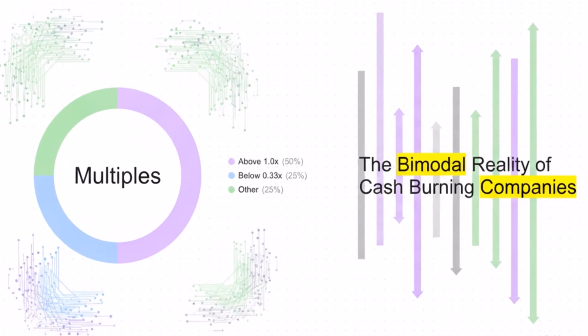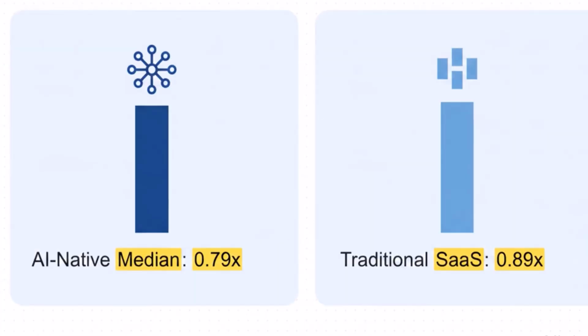And on the topic of operating models, let's address a massive market myth right now. Despite popular narratives that AI companies are magically scaling with tiny teams and completely resetting the benchmarks, real data shows that AI is not inherently an efficiency strategy. There's actually only a marginal gap separating AI native startups at 0.79x from traditional SaaS companies at 0.89x.